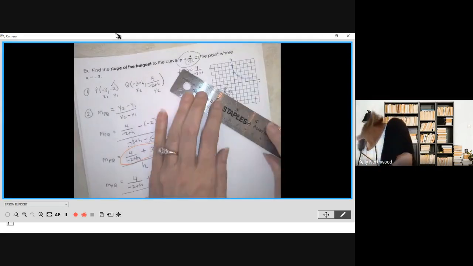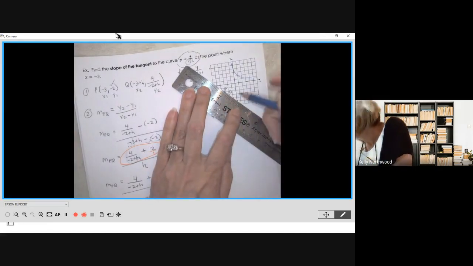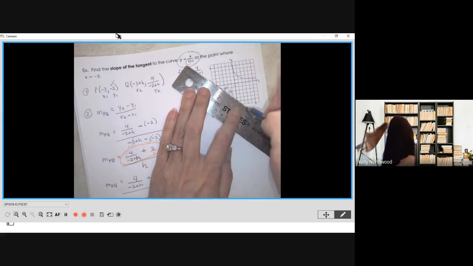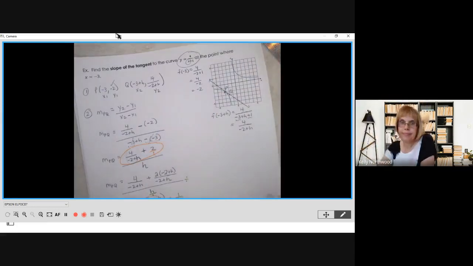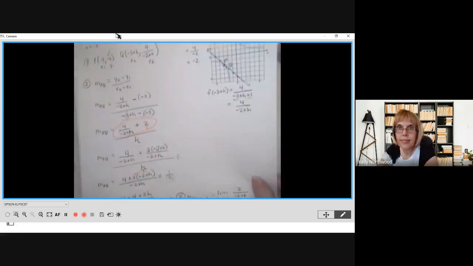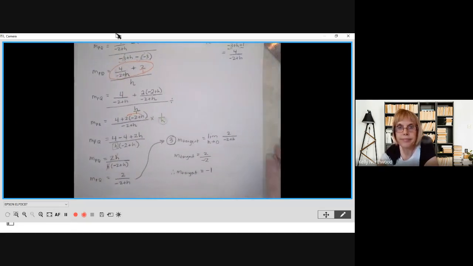And if I draw it in, it should look perfect as a tangent at point P. And it does. Negative slope of the tangent is negative 1.